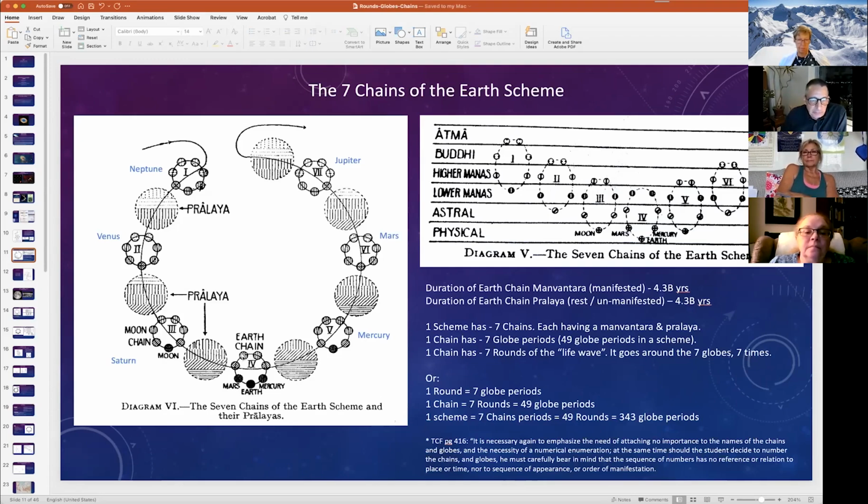So they have 49 what's called globe periods. The life wave goes to each globe, goes around it seven times, and seven times seven is 49. The one scheme has seven chains with 49 rounds with 343 globe periods. And these kinds of numbers repeat. And these are the basis of the astronomical and the astrological cycles that the Hindus are spending forever calculating in their calendars.